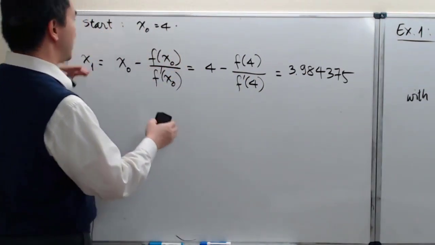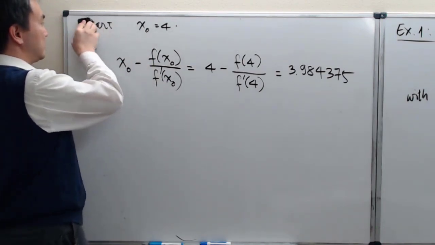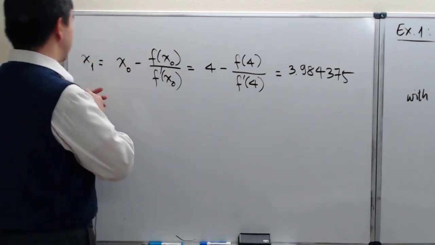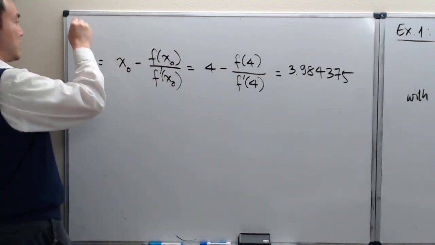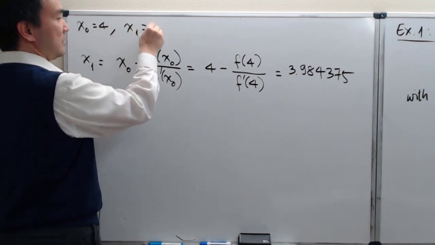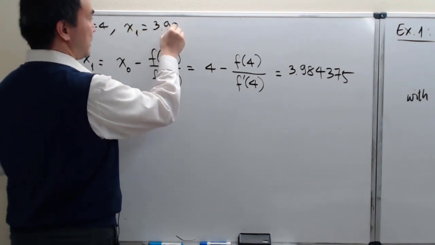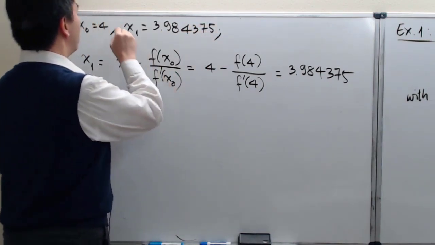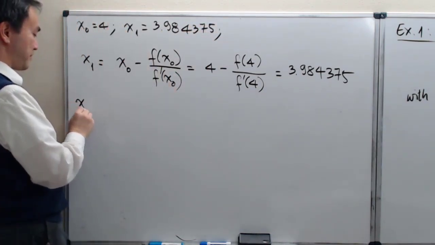So now we already knew that x sub 0 equals 4, that's our start. So now I'm going to erase that and write all of these here as a recording of our work. X sub 0 is 4, and we came down to x1 being 3.984375. Let's now head out for the x2.